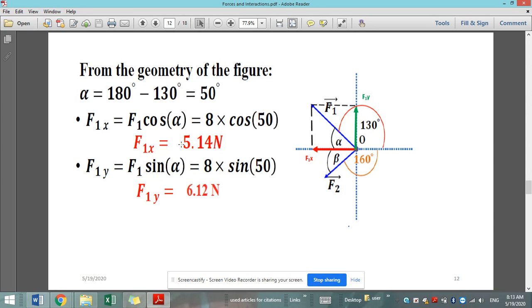Similarly for F1, now we have to consider the angle alpha, not beta, because it's the angle between the force vector and the x-axis, and we do the calculations. As you can see, F1x is F1 cosine alpha, which is 8 cosine 50, and F1y is F1 sine alpha, which is 8 times sine 50.